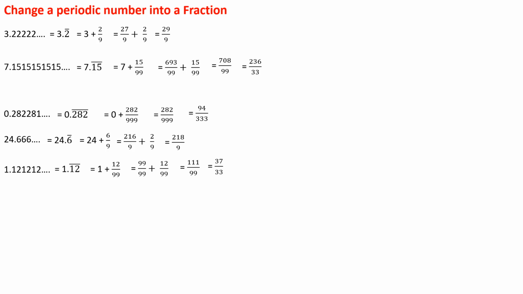And we continue. 0.282282, etc. The period here is 282. It is 3 digits. So when it is 3 digits, we write it over 999 and we calculate. 24.6 bar is 24 plus 6/9, and we continue. Now, if we have 1.121212, 2 digits in the period, so we write 1 plus 12/99. So this slide is very important, okay?